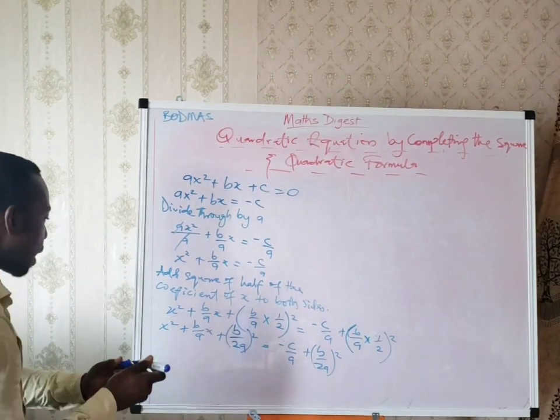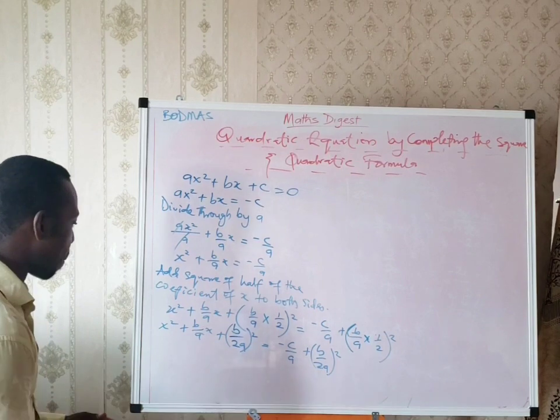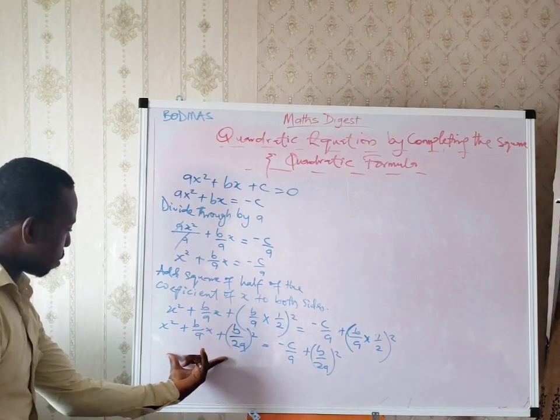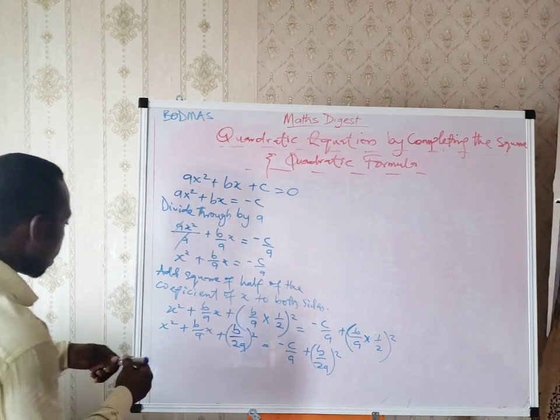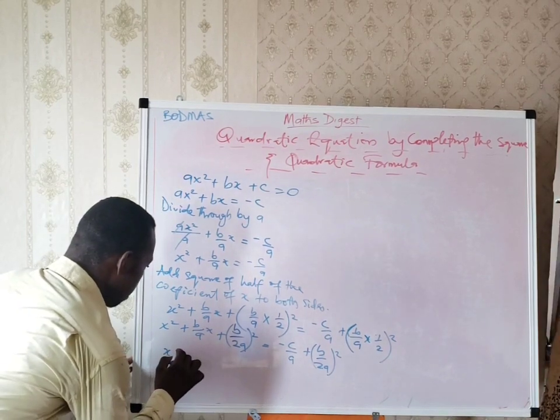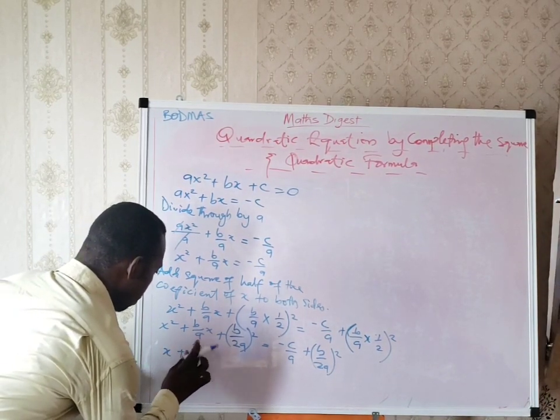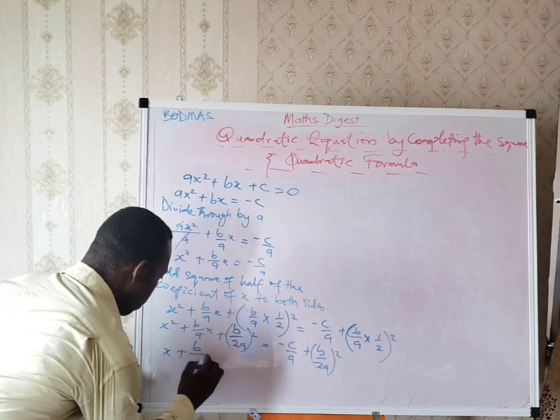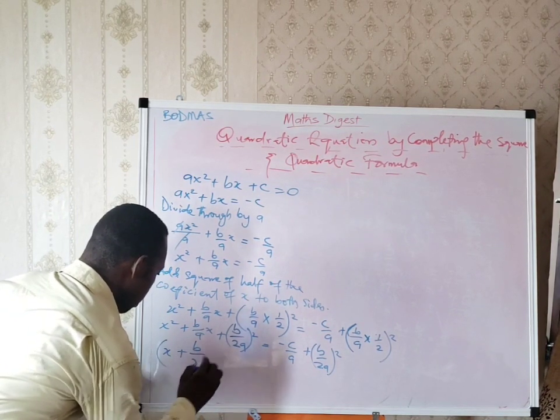Now looking at this, the left side is a perfect square. We have x plus b over 2a raised to power 2.